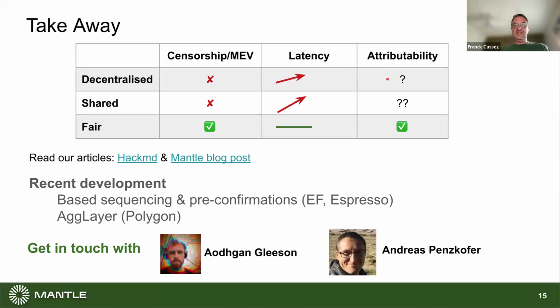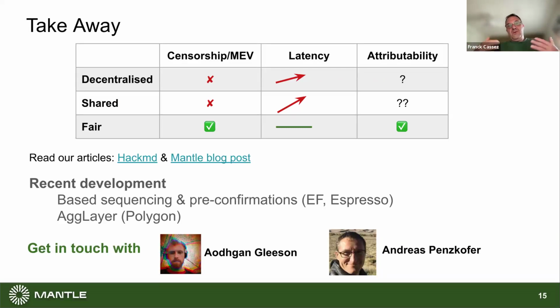That's not something that's clear at the moment. The shared sequencing approach builds on top of a decentralized sequencer, and the idea is, instead of building a sequence of blocks for one rollup, you want to build sequences of blocks for multiple rollups.